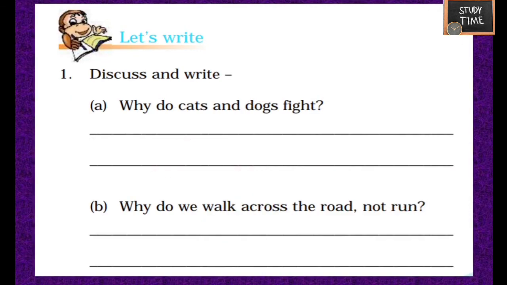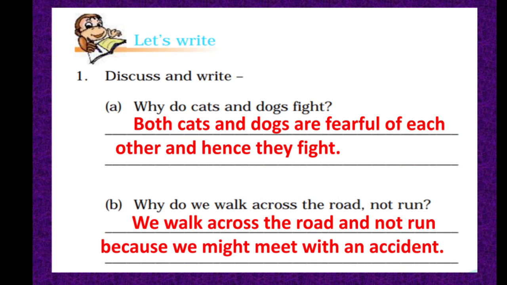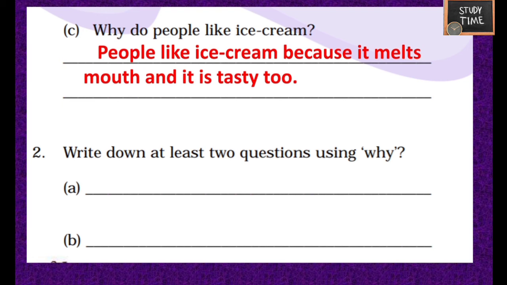Next, let's write. Discuss and write. Why do cats and dogs fight? Both cats and dogs are fearful of each other and hence they fight. Why do we walk across the road, not run? We walk across the road and not run because we might meet with an accident. Why do people like ice cream? Because it is tasty and it also melts in our mouth.